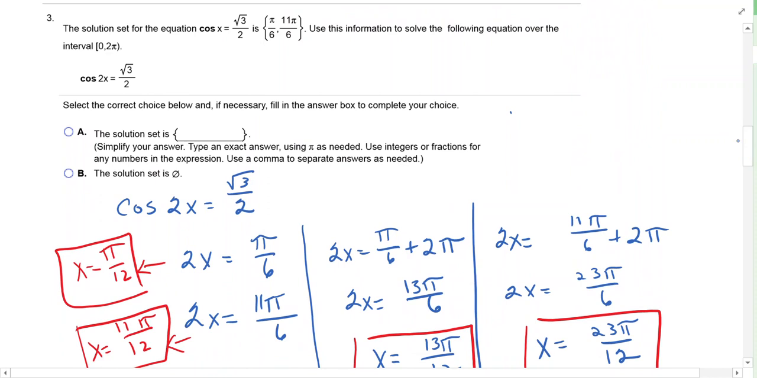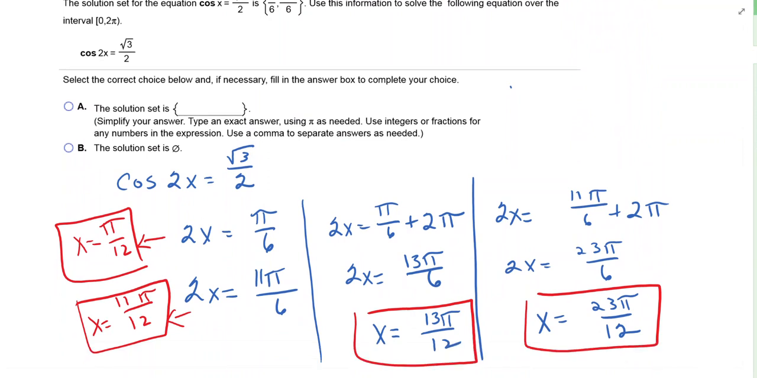The solution set for this one, we're going to use this. We're going to do this very similar, but it is a little bit more involved. So we have cosine 2x equals square root of 3 over 2.